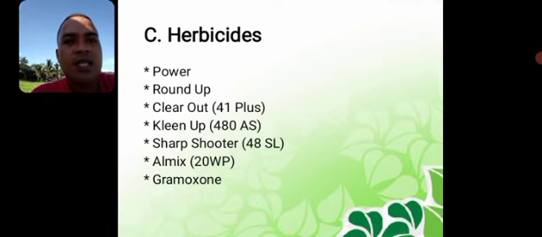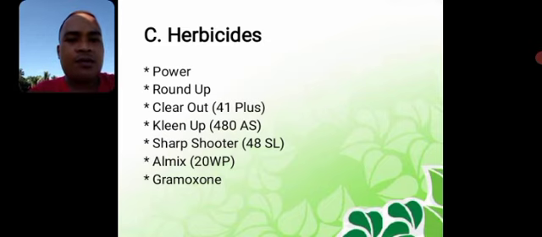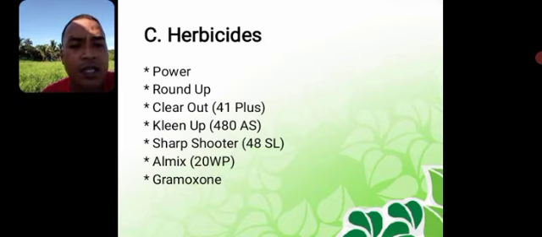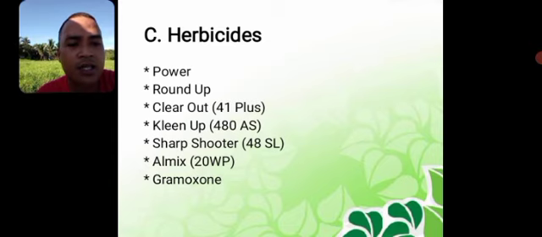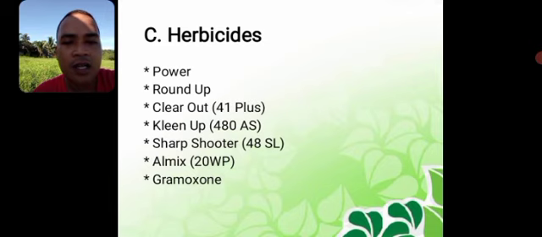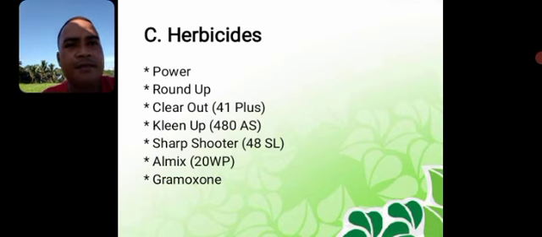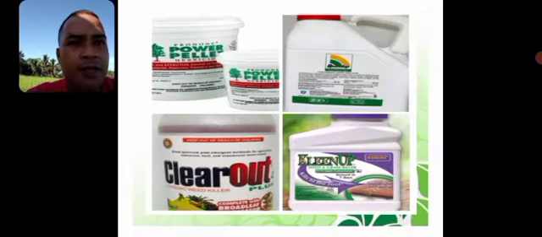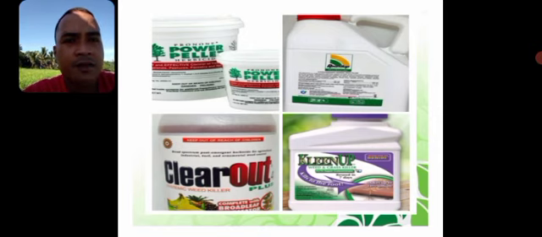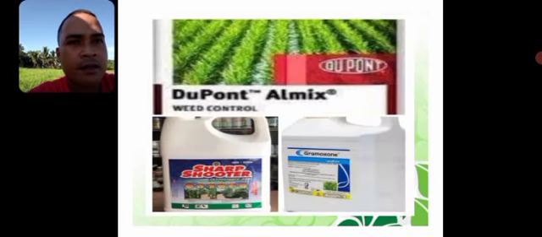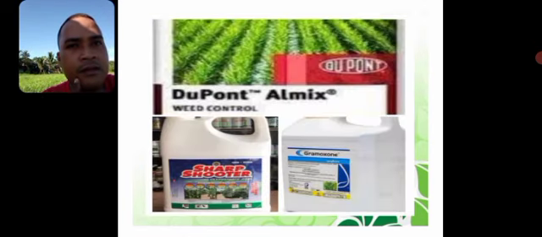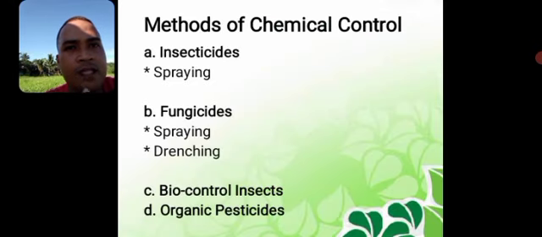The last one is Gramoxone. Gramoxone is a unique, fast-acting, non-selective contact herbicide for control of most fibrous rooted grasses and annual broadleaf weeds, with varied uses in a wide variety of crops. I have here a picture of these herbicides with their active ingredients. This one and this one. This one.